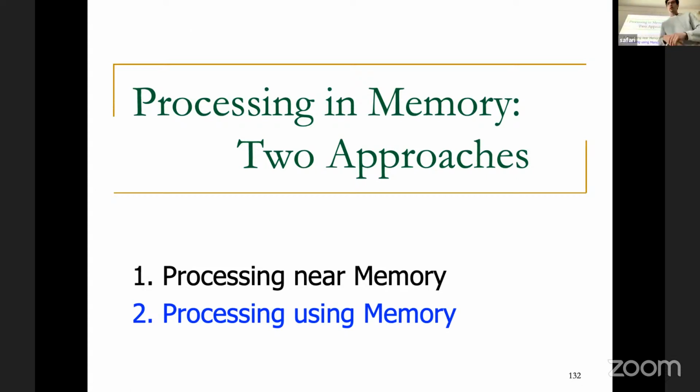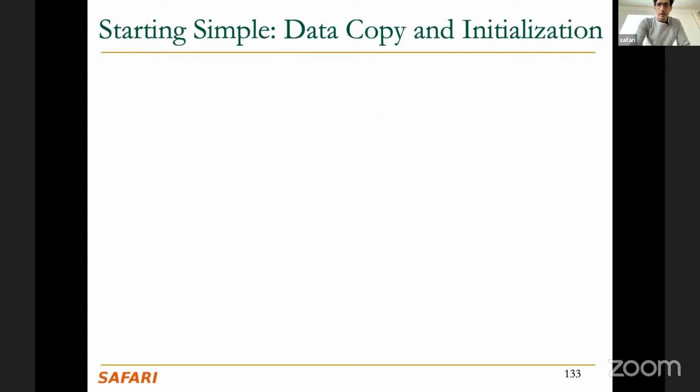Processing using memory, as I said before, is a kind of more futuristic solution. I would say that there are no processing using memory systems that we can buy these days, but there are some prototypes already, academic prototypes mostly, and in fact, we can use them for research already. But let's start simple, and let's start thinking about use cases where these processing using memory approaches can be useful.